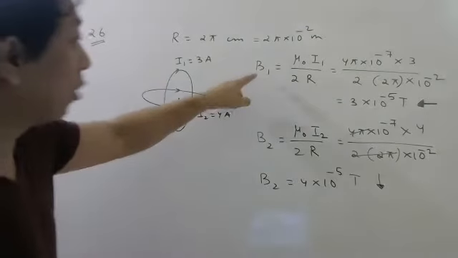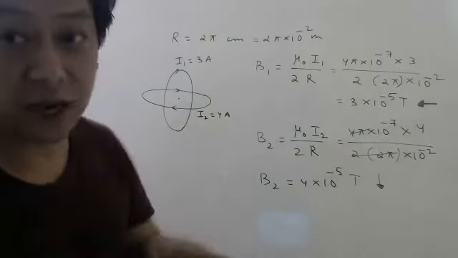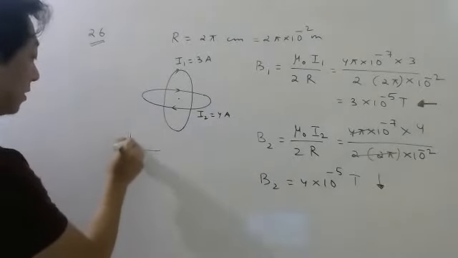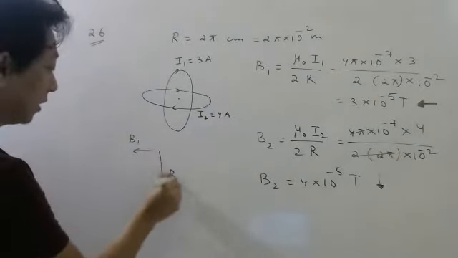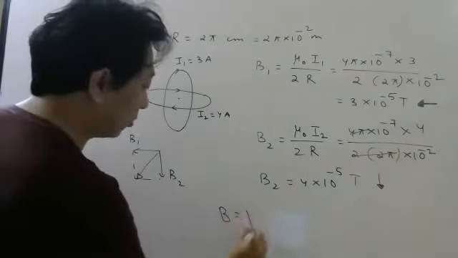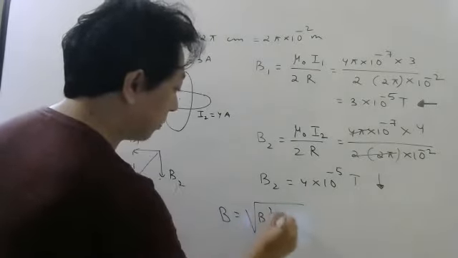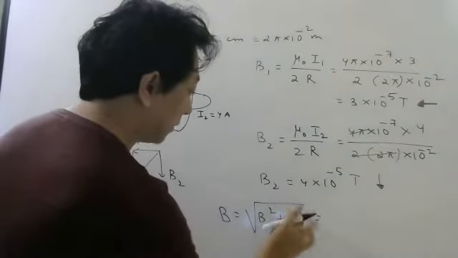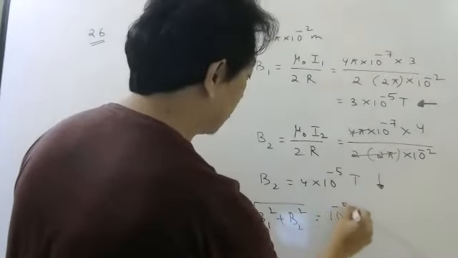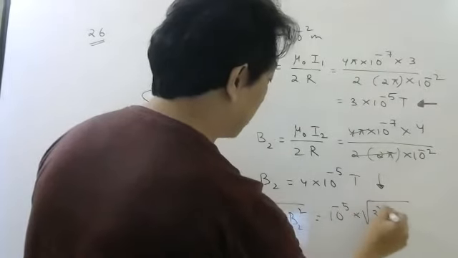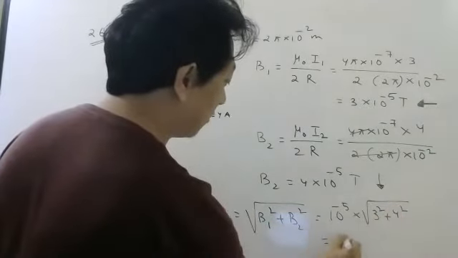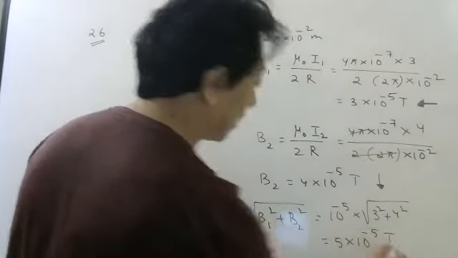So you can see now we have to add these two magnetic fields, but they are not in the same direction, and they are not in opposite direction. B1 is this side, B2 is this side. So the resultant will be somewhere here. And the formula for the resultant will be root over B1 square plus B2 square. Take the common factor out: 10 to the power minus 5 into root over 3 square plus 4 square. So root of 3 square plus 4 square is 5, into 10 power minus 5 Tesla.